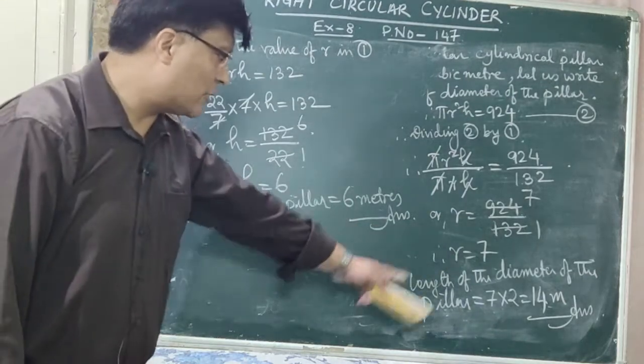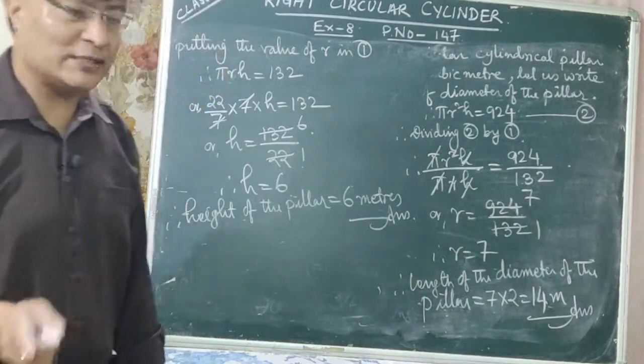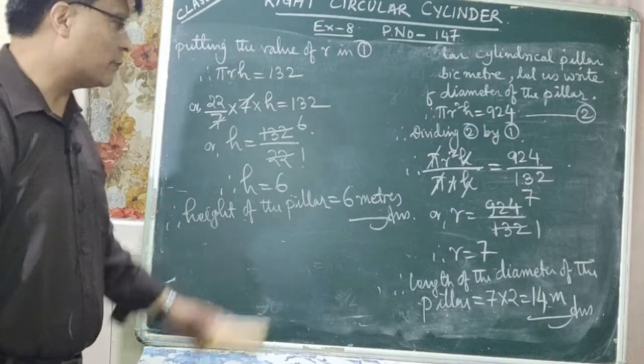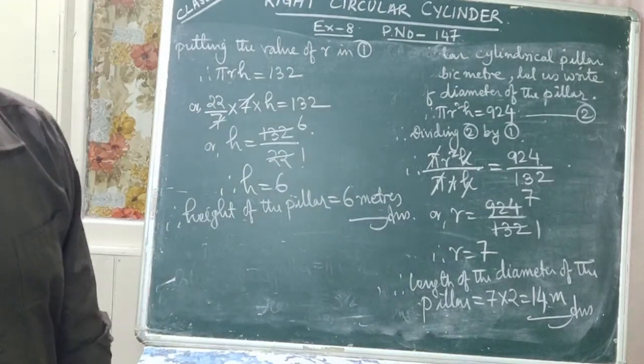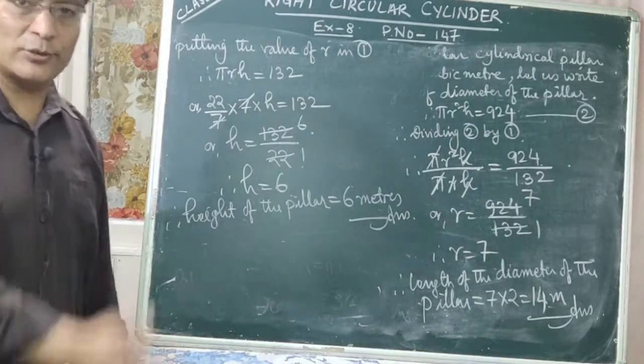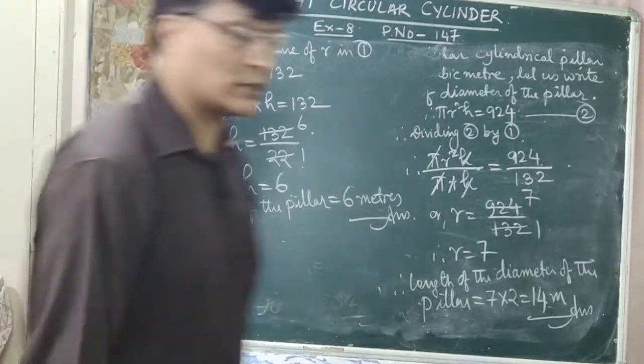So what is the length of the diameter of the pillar? It is 7 twos are 14 meter. And what is the height of the pillar? It is 6 meters. So I think you have understood it. So you can copy it. We'll do the next question now.